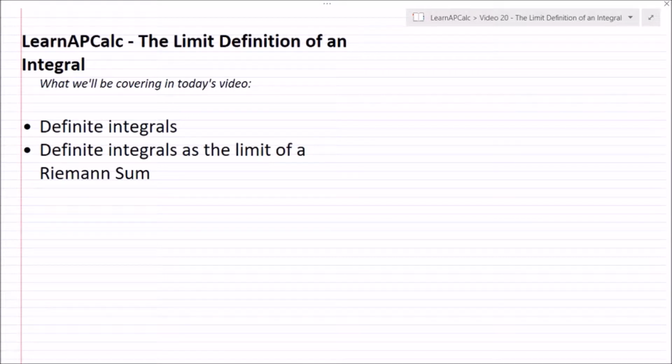In this video we're going to talk about the limit definition of an integral. So we'll go over definite integrals. We'll cover those a little more in the next video, but just a very brief flyby of those. And then we'll talk about those as the limit of a Riemann sum.